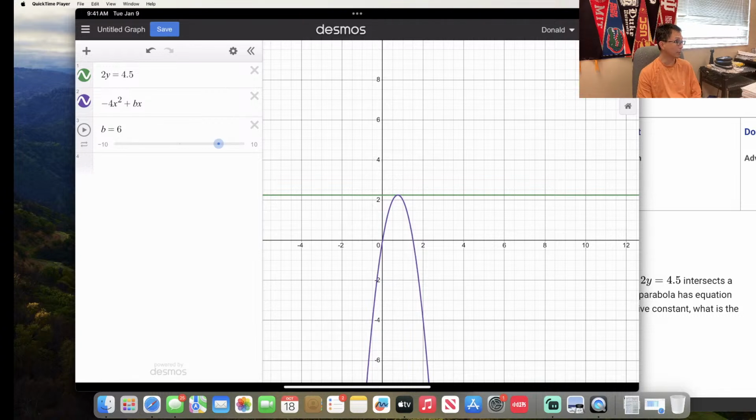You find out b is equal to 6. You can do it without understanding the discriminant, which is kind of cheap. I think the other way is better, but not everybody can do it that way. At least you can do it this way.